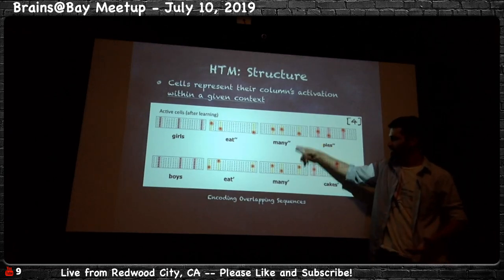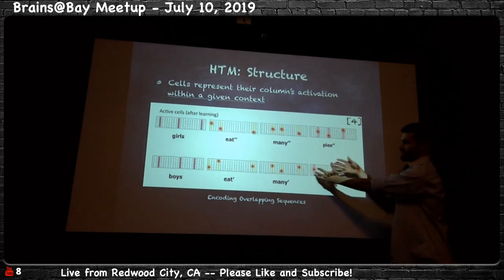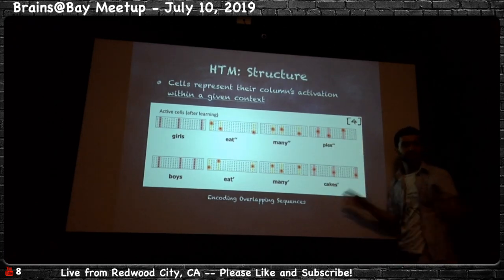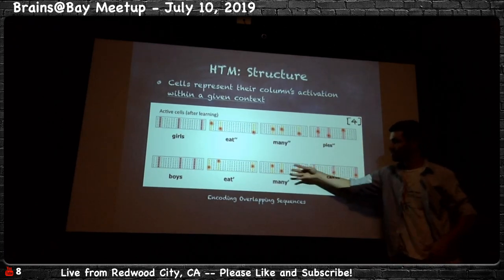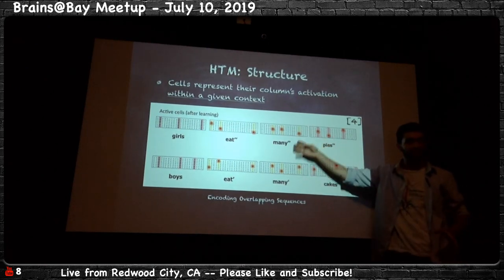Again, here, many, also the same thing, different columns. And then cakes and pies, these are two different things, so they have a totally different set of columns. So we can separate two many's the same way, not exactly the same way, but essentially the same way we can separate two.